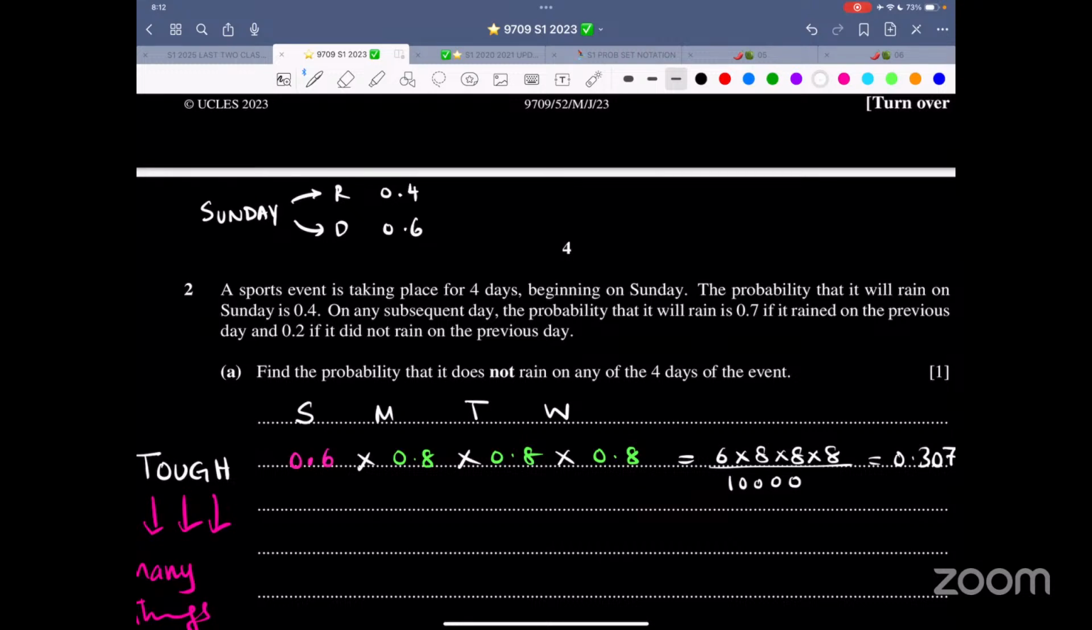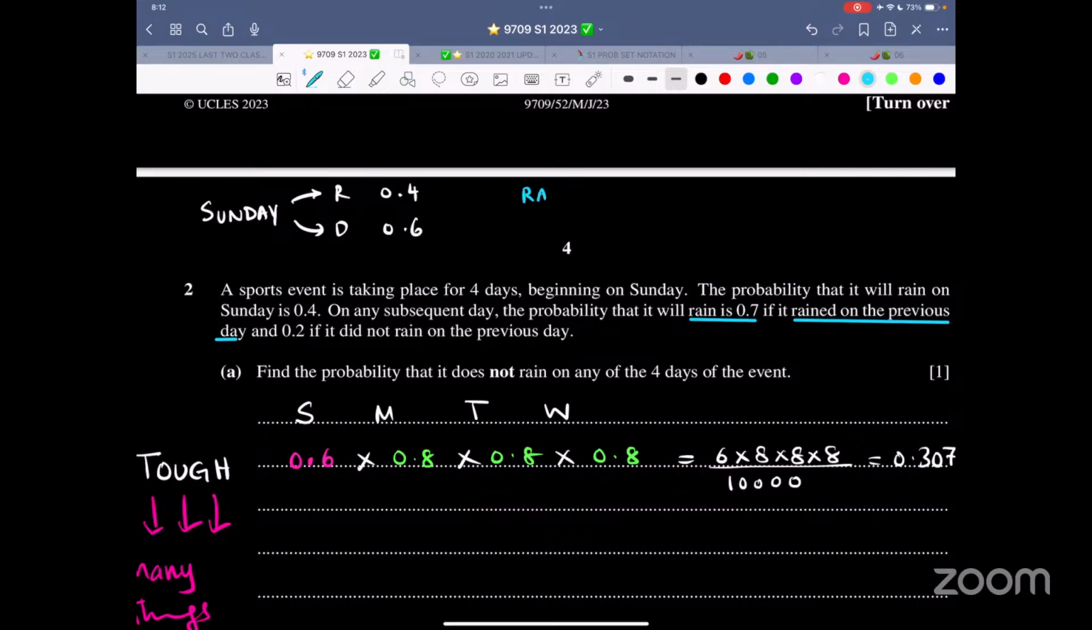Now, what else does it say? Let me do the underlining now. Now it says the probability it will rain on Sunday is this much. On any subsequent day, the probability it will rain is 0.7. So if it rained on the previous day, so therefore, let me write over here.